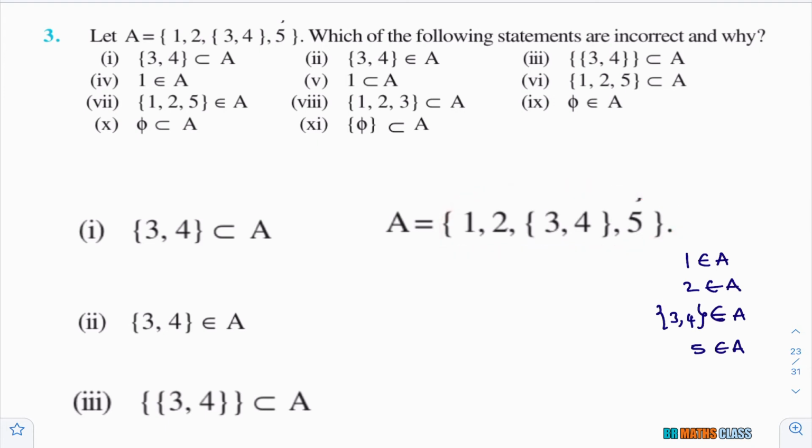Now my question is, is 3 there in set A? Answer: No, 3 does not belong to set A. I'll write here, 3 does not belong to set A. It is very clear. First of all, you must clear this point.